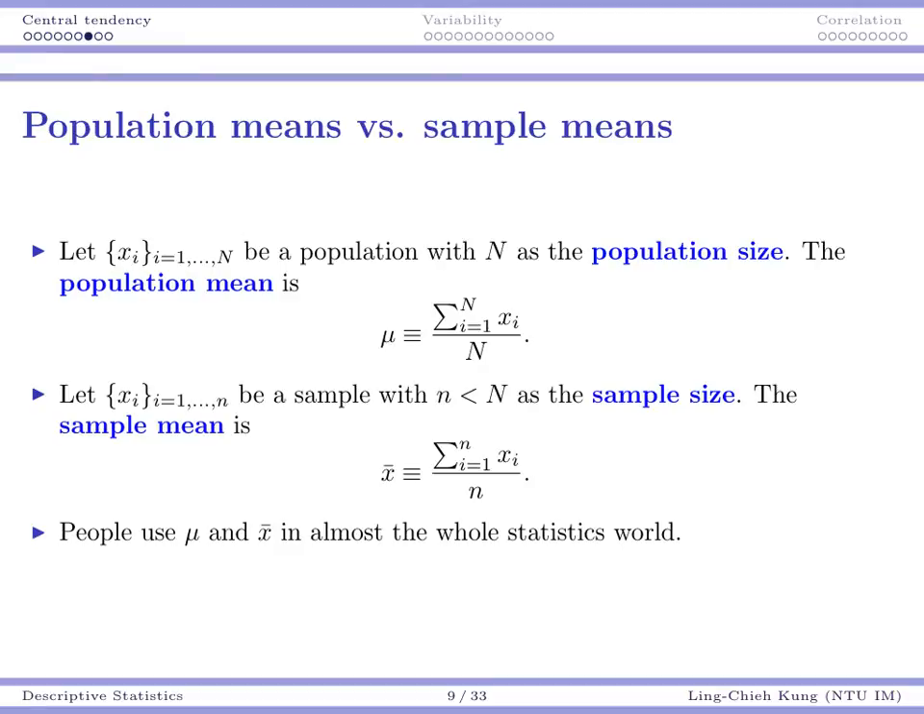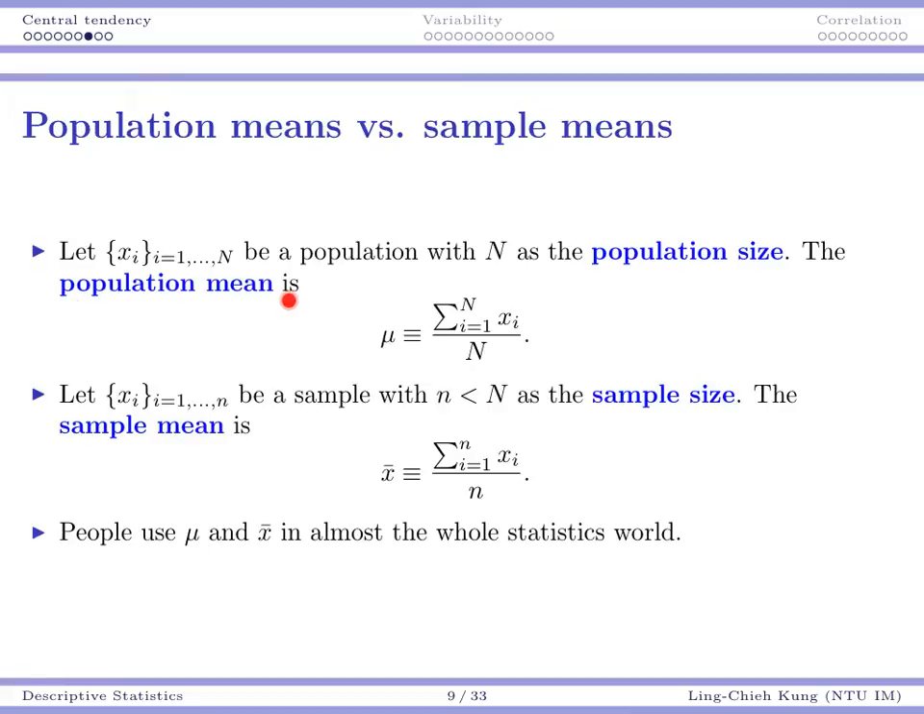Okay, now you have the definition of means. One thing to be clarified is to distinguish the population mean and the sample mean. Let's first look at the formula. Suppose you have n numbers, and this capital N is the population size. So here we are talking about a population data set.